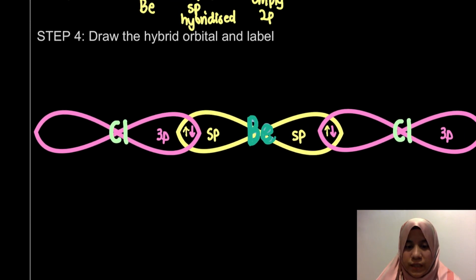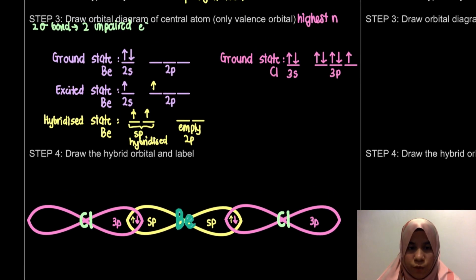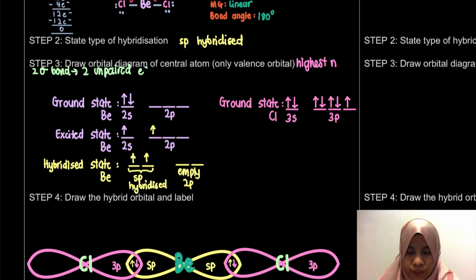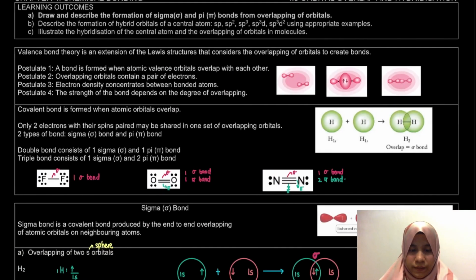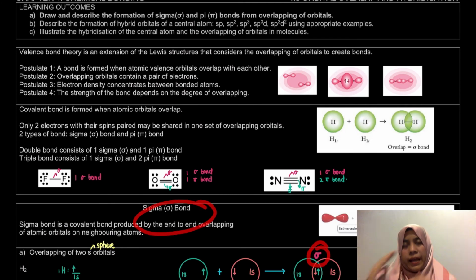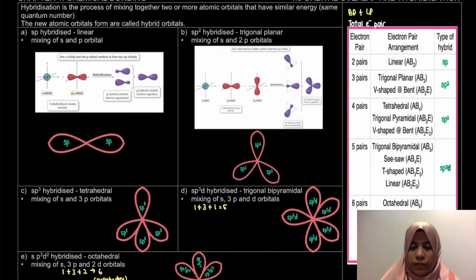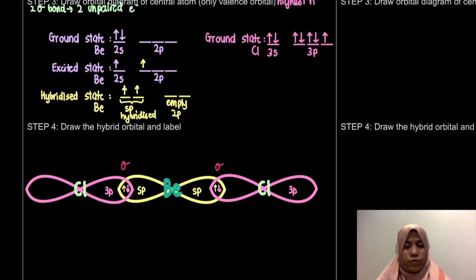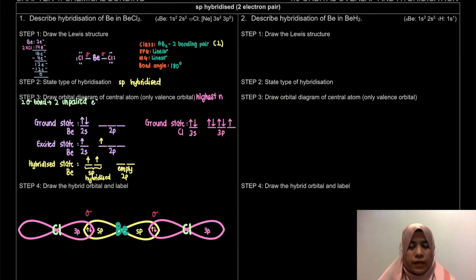So that means now, next what we're gonna do, make sure you have labelled. Okay. Beryllium chloride. Okay, so now, don't forget to label. We have learned about sigma bond and pi bond. So, we're talking about sigma bond. We have to label where the atoms overlap. Here is a sigma bond. Here is a sigma bond. Okay. So, that is only the introduction of my sp hybridized.